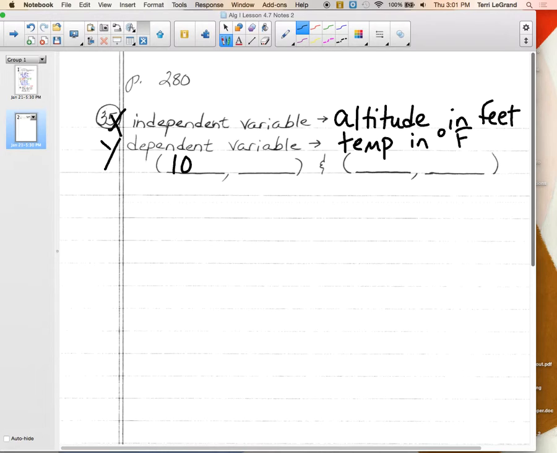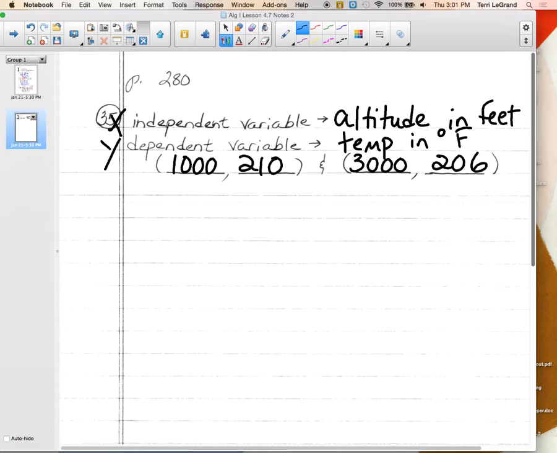1,000 and 210. Okay, so that's telling me that at 1,000 feet, water boils at 210 degrees Fahrenheit. Is that what it said? Okay, what's the other one then? At 3,000 feet, it boils at 206. Okay. So we have a couple of ordered pairs. Are either of those the y-intercept?